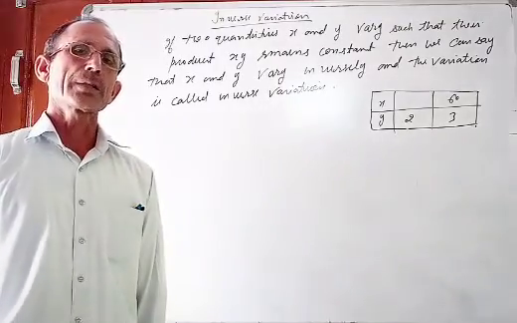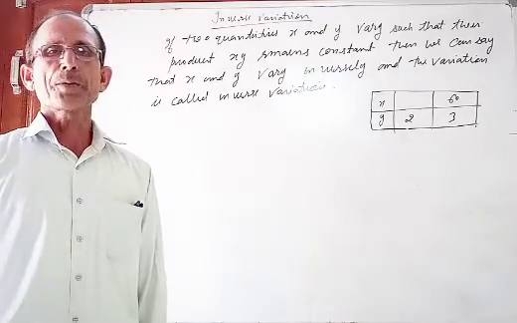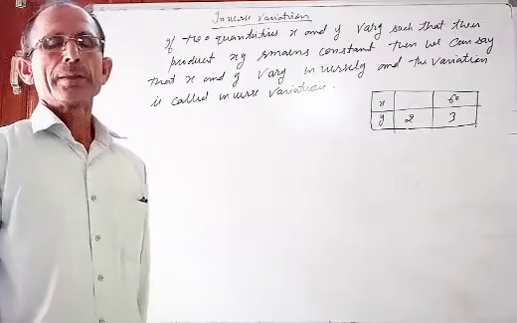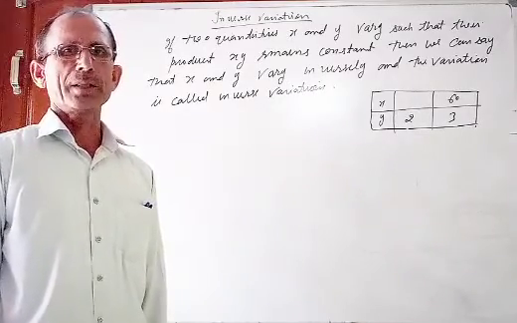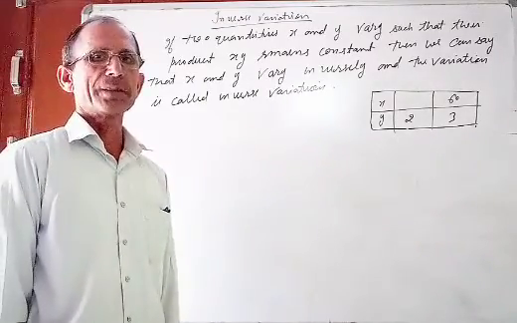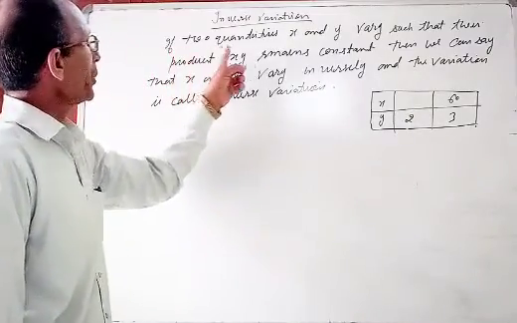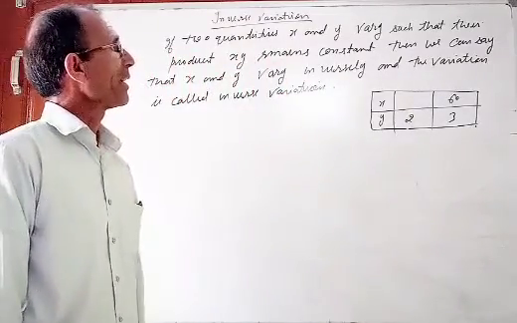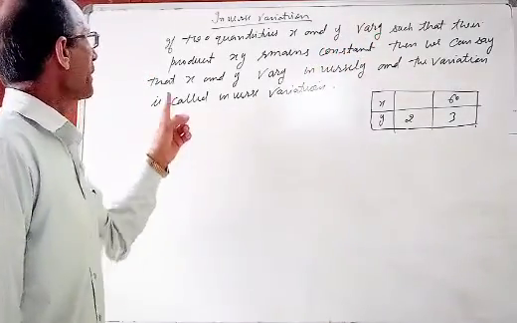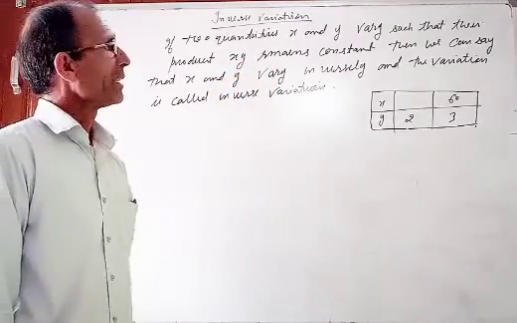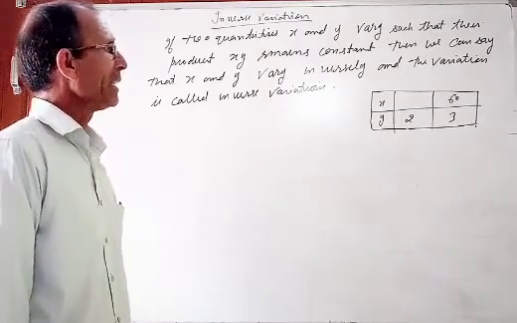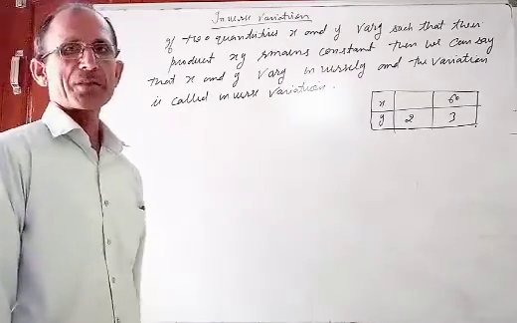Students, class 8, chapter number 6 is going on ratio and proportion. And in this section, one new topic: in the last discussion we discussed direct variation, and today we will discuss inverse variation. What is inverse variation? If two quantities x and y vary such that their product xy remains constant, then we can say that x and y vary inversely, and the variation is called inverse variation.